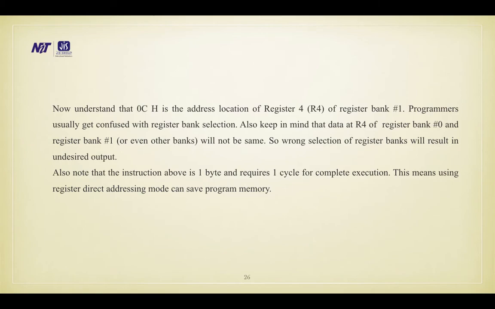Programmers usually get confused with the register bank selection. Also keep in mind that data at R4 of register bank 0 and register bank 1 or even other banks will not be the same. So wrong selection of register bank will result in undesired output. Also note that the instruction above is 1 byte and requires 1 cycle for completion. This means register direct addressing mode can save program memory.